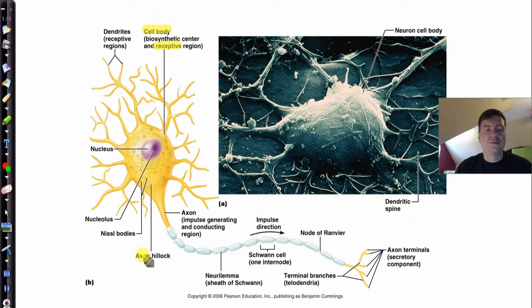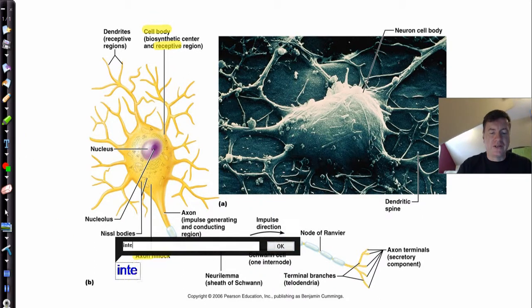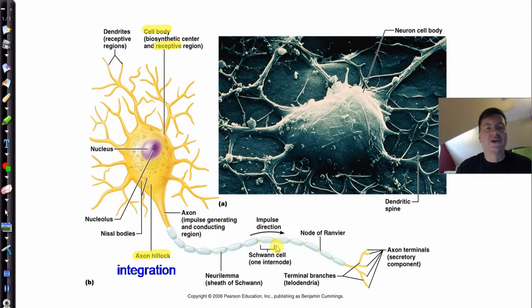Now, for receptive region, they're referring specifically to that axon hillock, this little region down here. This is, yes, for reception, but also for what we're going to term here integration. We'll see a little bit later how a neuron decides whether or not to fire, whether to send a signal down its axon or not. And the axon hillock is sort of a mini brain, if you will, of a neuron where it's going to process information and let the neuron know whether or not we should be firing.